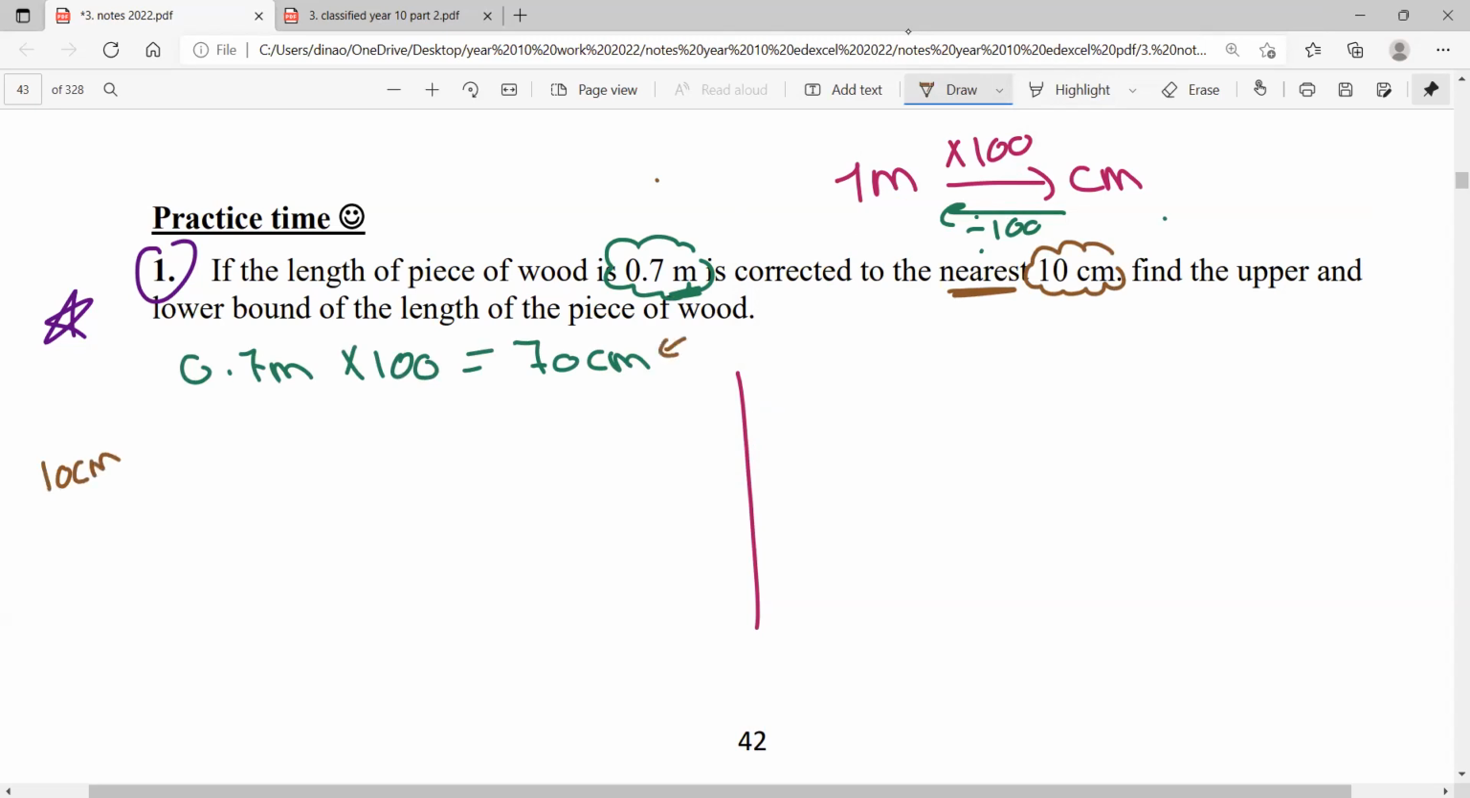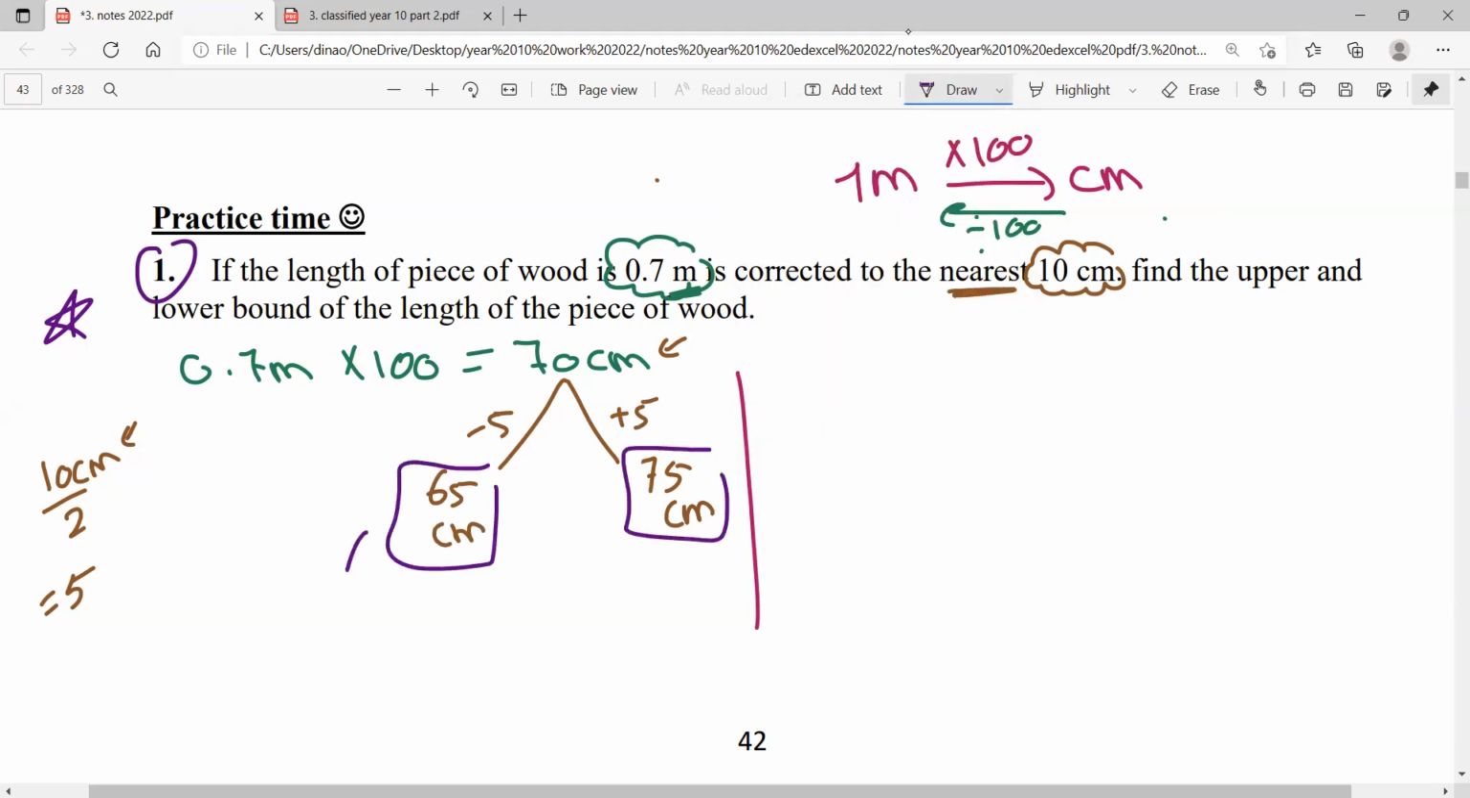Now, since these are the same units, and I divide the value by 2, which is 5, add, subtract. Add 5 to find the upper bound, subtract 5 to find the lower bound. Now, if the question says give your answer in centimeters, then you can just leave it at this stage. While if the question says change to meters, then you can divide by 100 and change it back to meters. Of course, it depends on what the question requires. This is if you decide to change the original, okay?